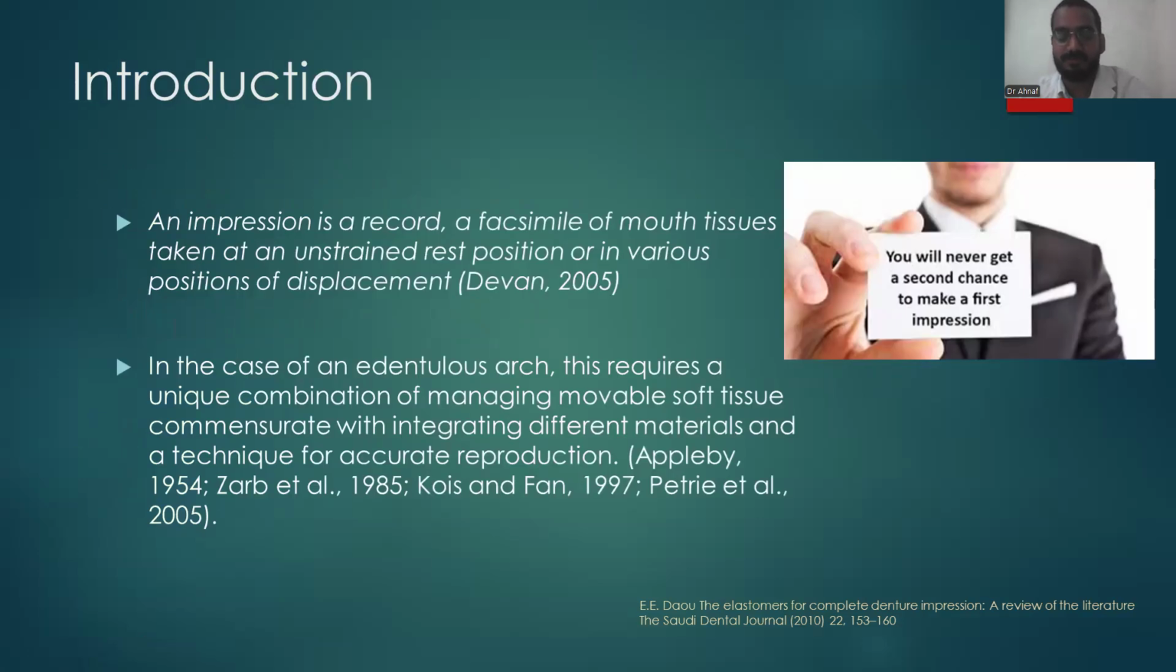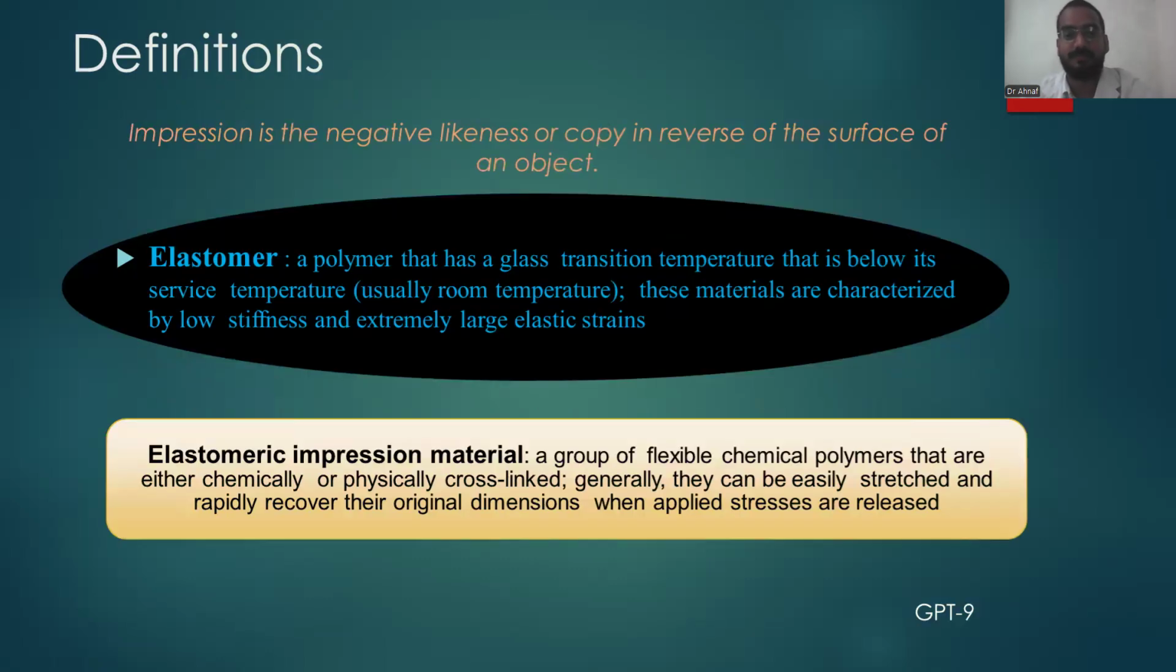As you all know, you won't get a second chance to make a primary impression. Impression is one of the most important things when it comes to the fabrication of a denture, an FPD or a crown. According to Devan, an impression is a record, a facsimile of mouth tissue taken in an unstrained rest position or in various positions of displacement. We can say an impression is a negative replica of your oral cavity. We have different impression materials we use to make the primary impression as well as the secondary impression.